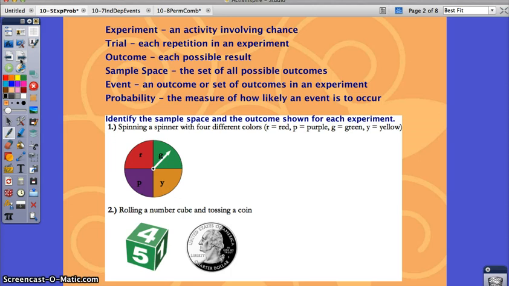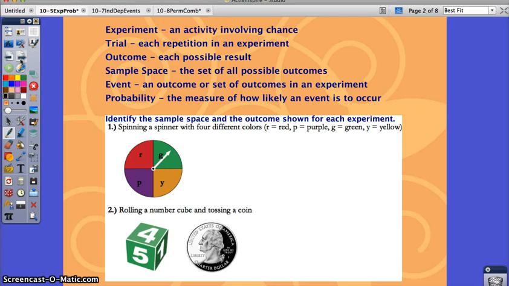The outcome then is each possible result. We see what comes out in that. So on a die, it'd be 1, 2, 3, 4, 5, or 6. The sample space is going to be the set of all possible outcomes. So that's what we're looking at in our first two examples.